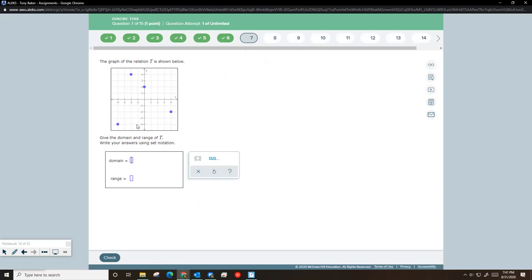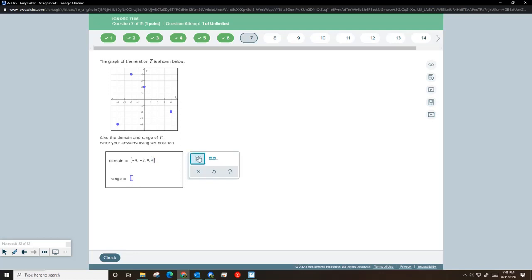When you have a discrete set of points like this, your domain and your range are a set of values instead of an interval. So you're just going to use set notation, and you're going to type in all the values there. In this case, for my domain, again, I'm only doing the x values. So I've got -4, and then I've got -2, I've got 0, and I've got 4.